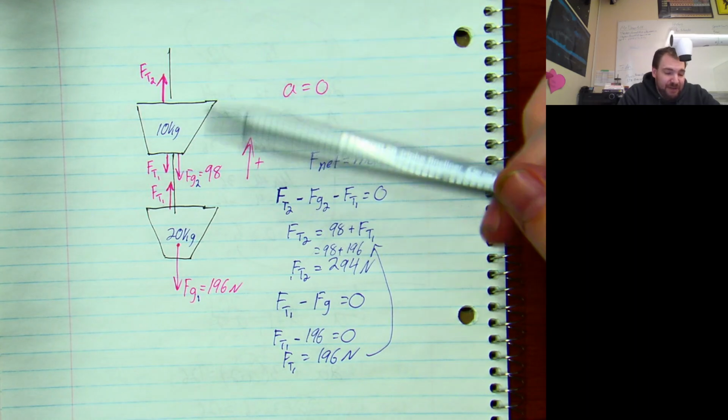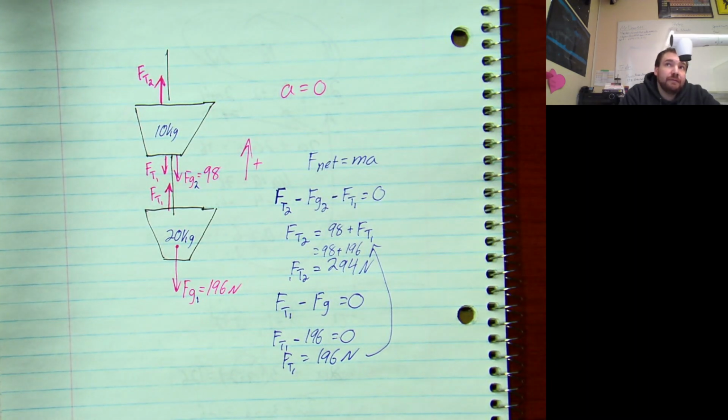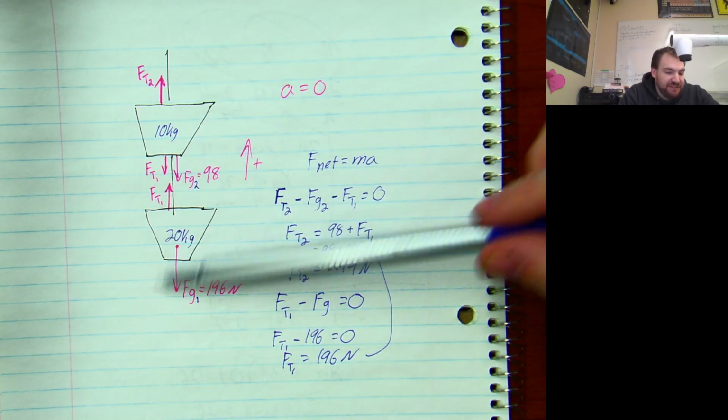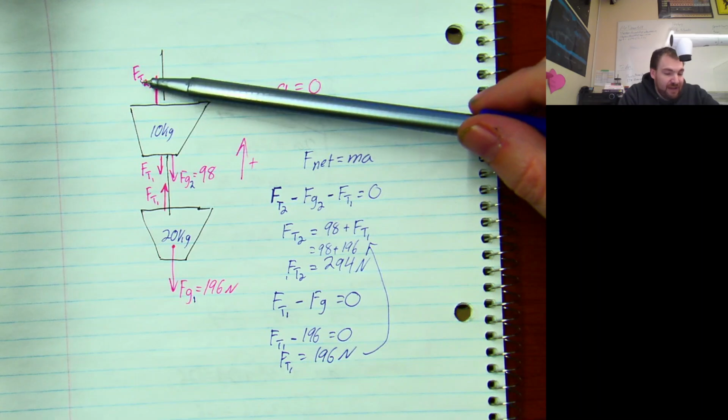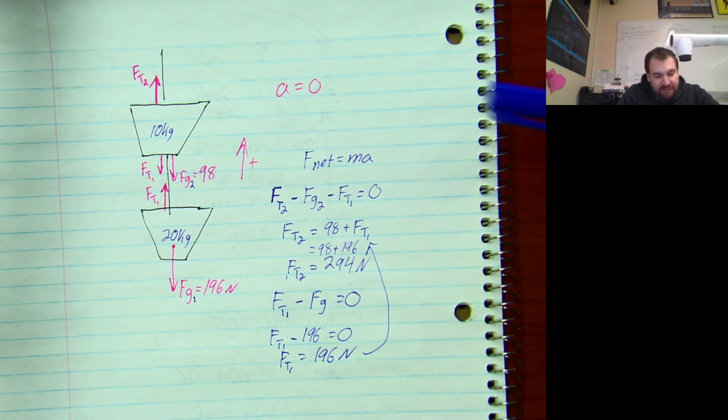I have a feeling, Jasmine, you ignored that guy right there. Cool? Comments, questions, concerns? Okay, so that's question 7. We could have done it as one big system. If we would have done it as one big system, we would have found FT2 first, and then we could have gone through and found FT1. But other than that, that's number 7.